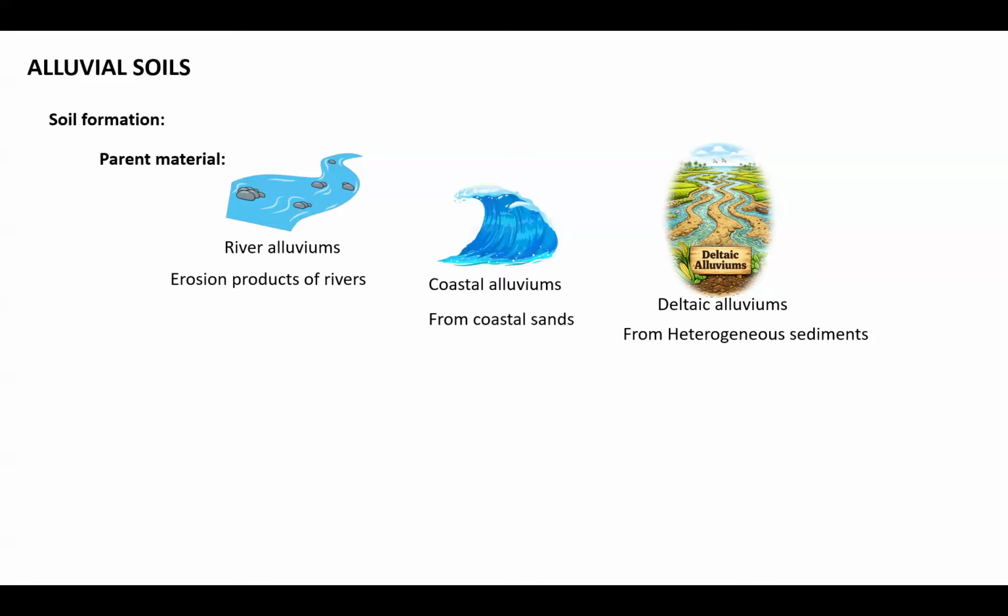Now let us see in detail about these alluvial deep soils. So what are the salient features? What are the features of these alluvial soils? So we can see texture is variable.